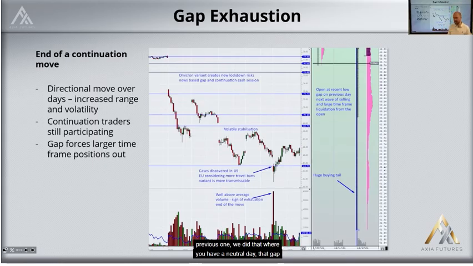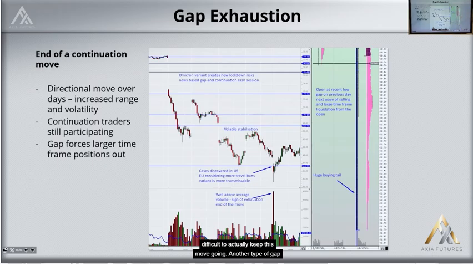With the previous one we looked at where you have a neutral day, and that gap is putting people under pressure. People who are short are suddenly offside when it gaps up. They're in trouble and they're going to get forced out. Whereas when you have something that's gapping within a wider range, a very structured, non-directional market, it's going to be difficult to actually keep this move going.